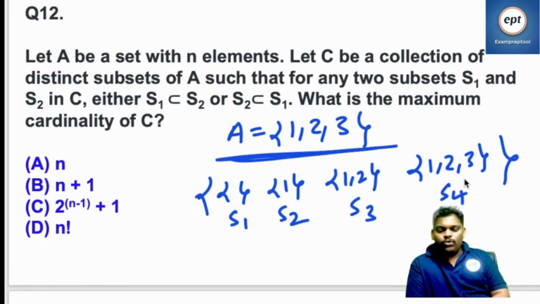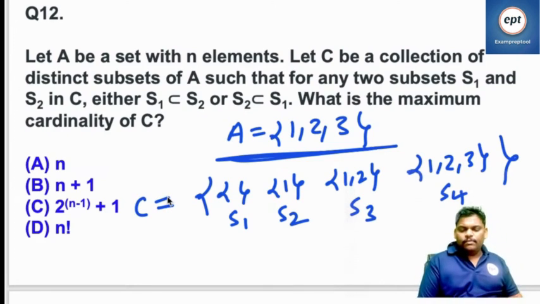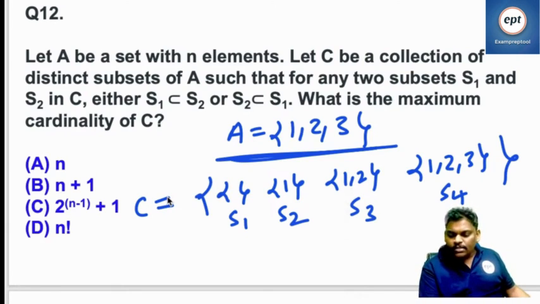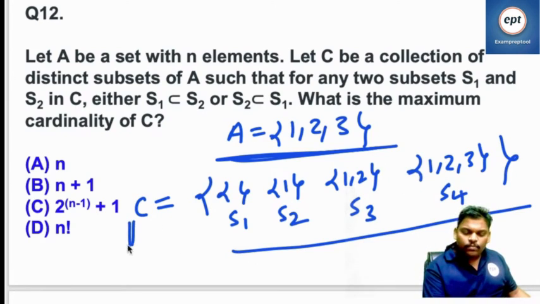If A is {1, 2, 3}, C is the collection of distinct subsets of A such that for any two subsets S1 and S2 in C, either S1 is a subset of S2 or S2 is a subset of S1. Then what is the maximum cardinality? He is asking for the maximum cardinality. If the cardinality of A is 3, I think the maximum cardinality of C is 4, that is 3 plus 1.